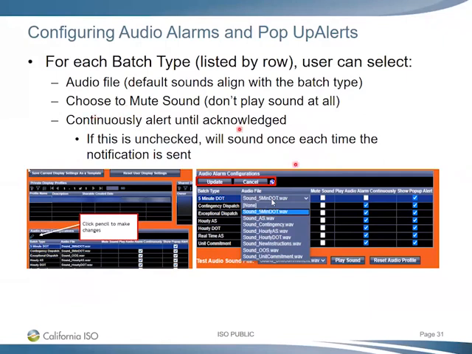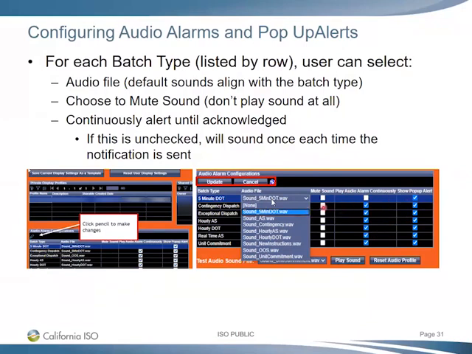I don't think I labeled this right, but the play audio alarm continuously, if you uncheck that box, it will still sound once each time the notification is sent. So in this case, where I have the 5-minute DOT and I unchecked play audio alarm continuously, I still get one alert that says 5-minute DOT, and then it no longer repeats itself. Now for these other ones that are checked with continuously playing the audio alarm, those will keep repeating until you acknowledge it.